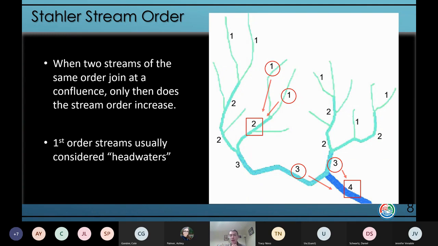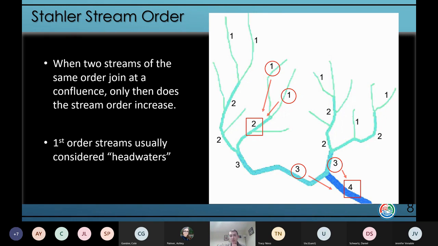So another quick thing is using the Strahler stream order. The order of streams is pretty much the size of streams. And so when two streams of the same order join at a confluence, that is the only time that it will increase in order. So the order is really just the size of a stream. That's how much water is in that stream.